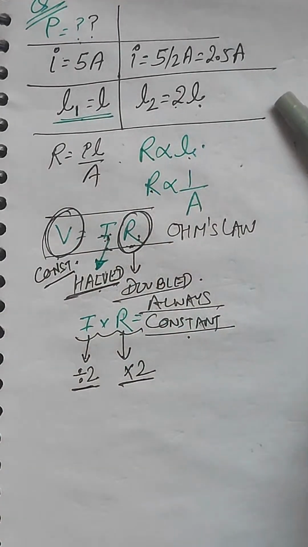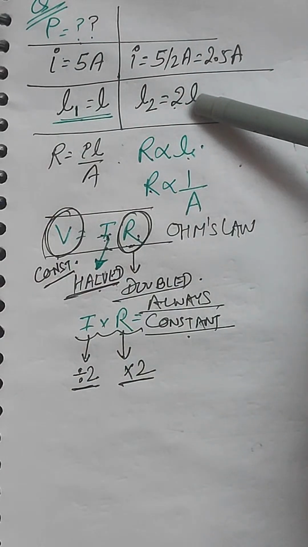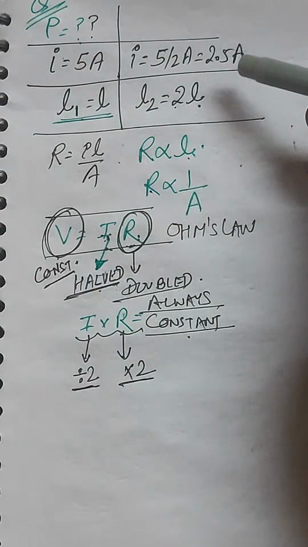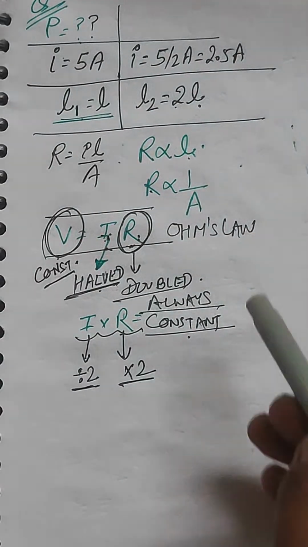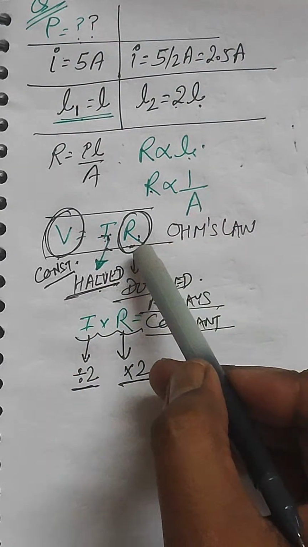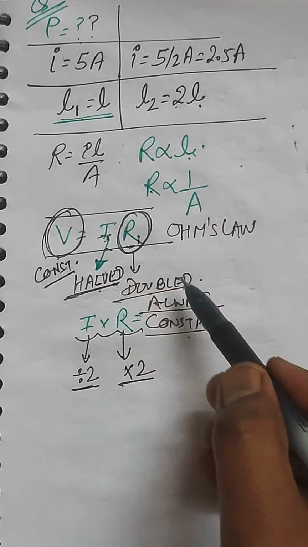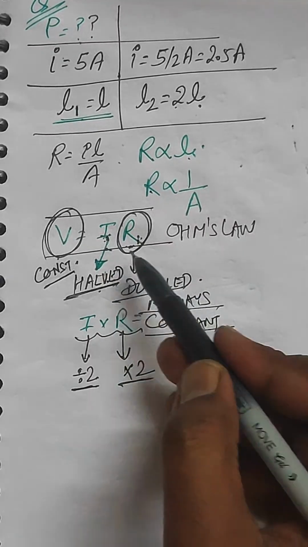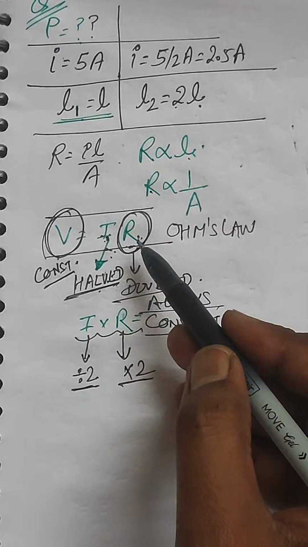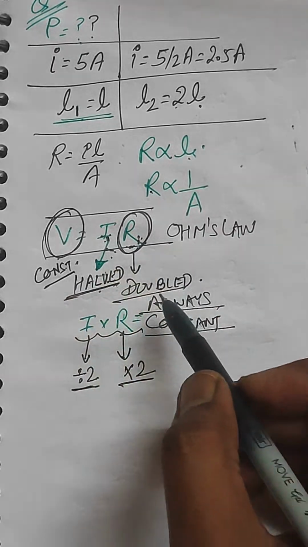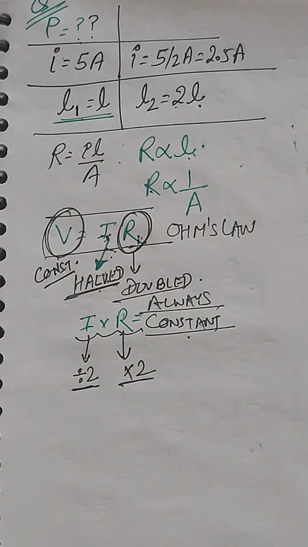This was asked: when the length was increased, why was the current halved? When the length was increased, current was halved, because every circuit follows V equal to IR, where R is doubled, then definitely I should be halved, otherwise the product of I and R would not be a constant, right? So that's why the value of this is calculated.